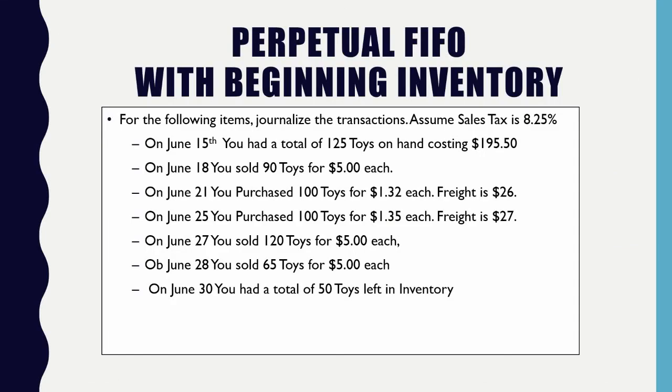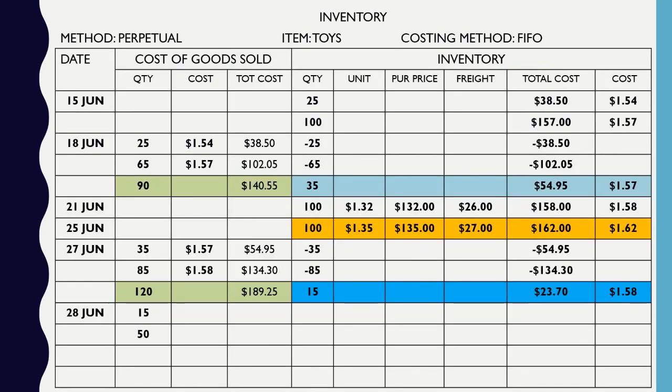So my last thing here on June 28th is that I end up selling 65 more units for $5 each, leaving me on June 30th with a grand total ending balance of 50 toys left. So I plug in here, right? Same thing. I identify that my blue batch, there's only 15 left. Okay, so that means I can get rid of this one.